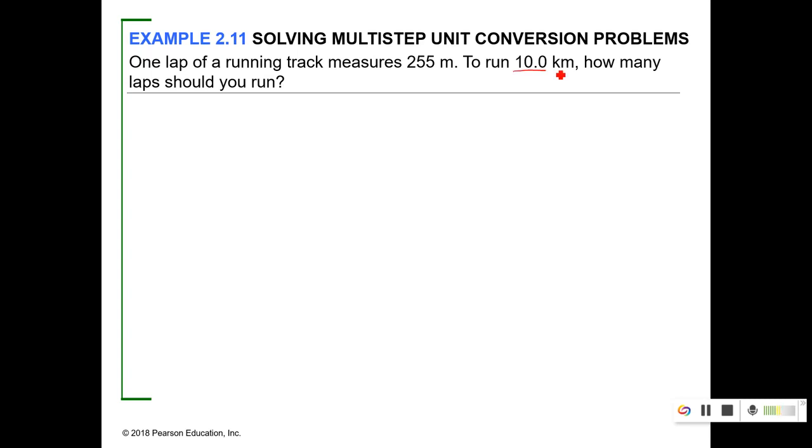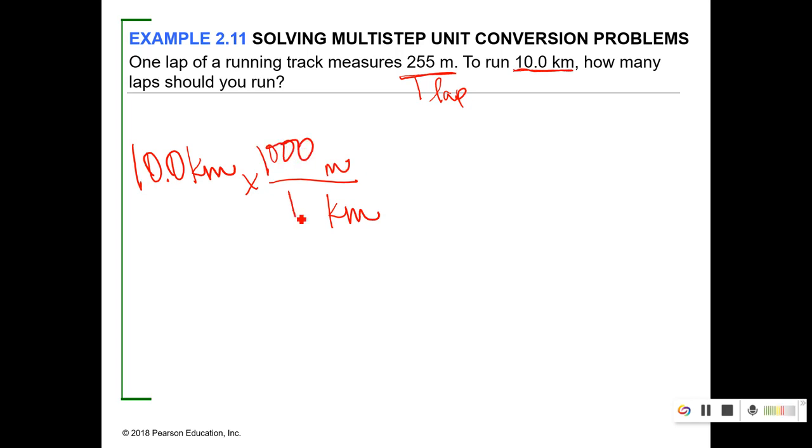So I've got 10 kilometers. It also told me this in 1 lap. So notice that 255 meters per lap, that is not the given. That's a conversion factor because it's per lap. So my given is 10 kilometers. I know kilometers has to go on bottom, and the only other thing I can get that to is meters. So in 1,000 meters, there's 1 kilometer. Kilometers cancel.